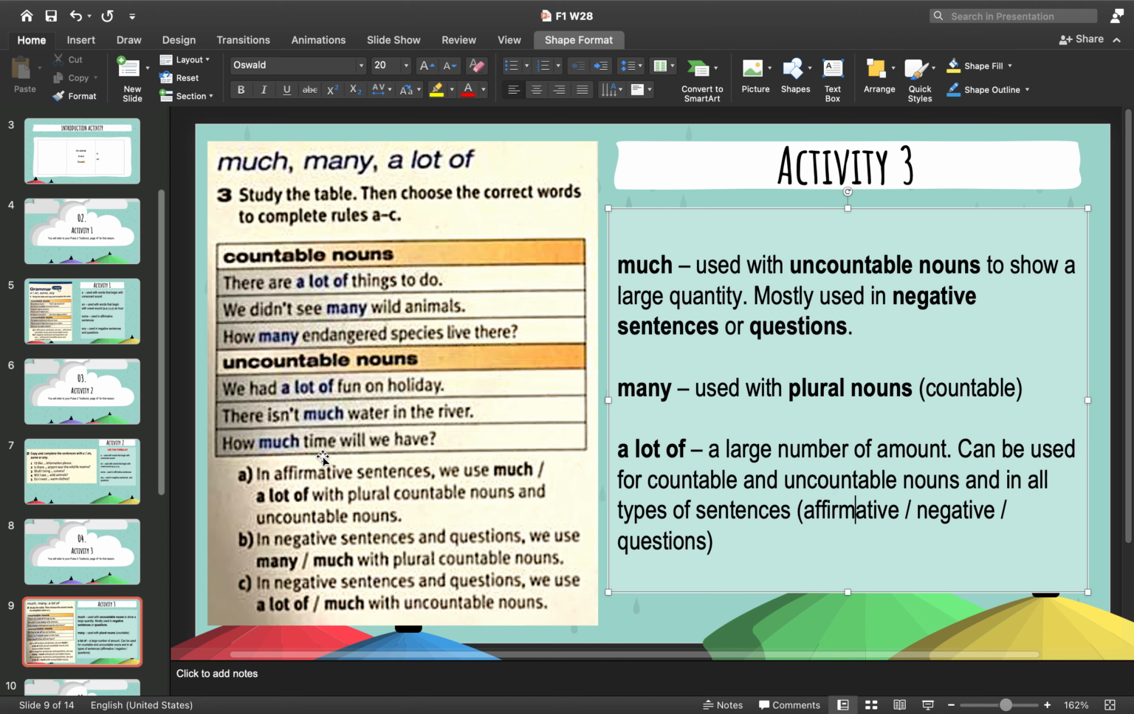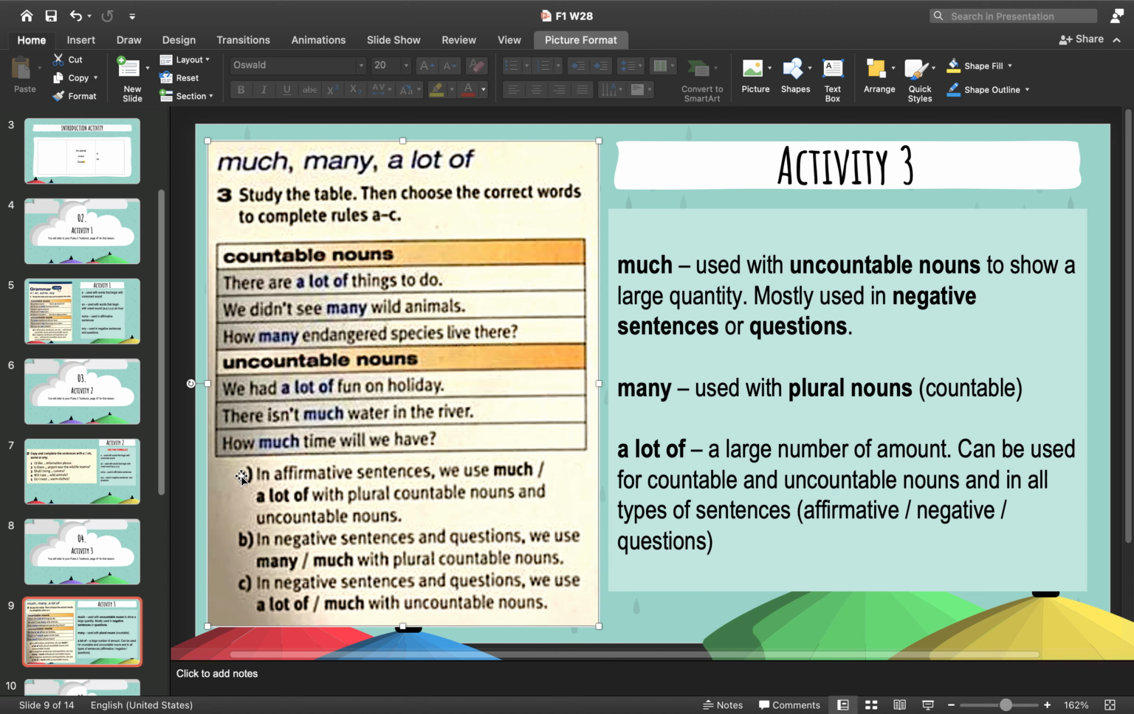Okay, so for example, there are a lot of things to do. Ada banyak benda yang kita boleh buat. We had a lot of fun on holiday. Kita seronok sangat masa cuti hari tu. So dia boleh pakai semua. Cuti berapa banyak rasa seronok tu kita tak boleh kira kan. So dia boleh pakai a lot of.